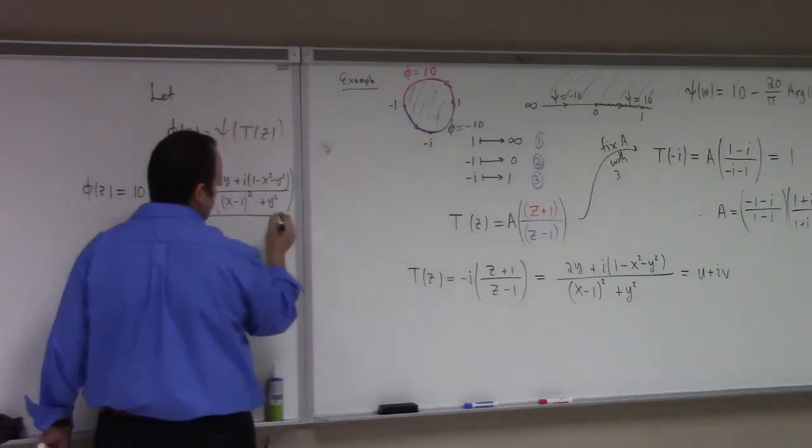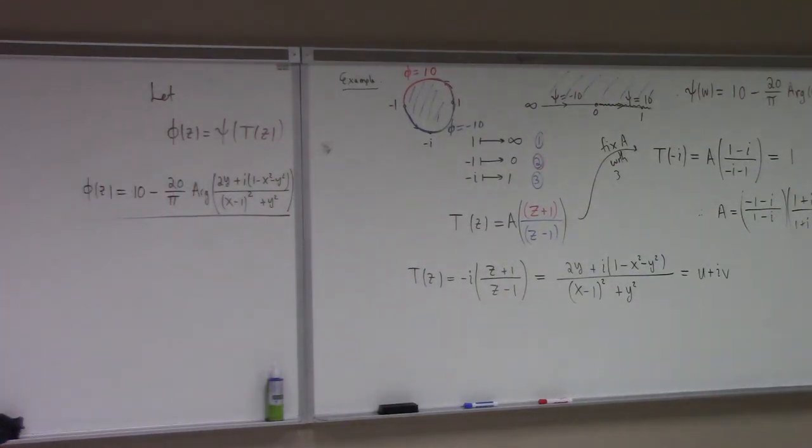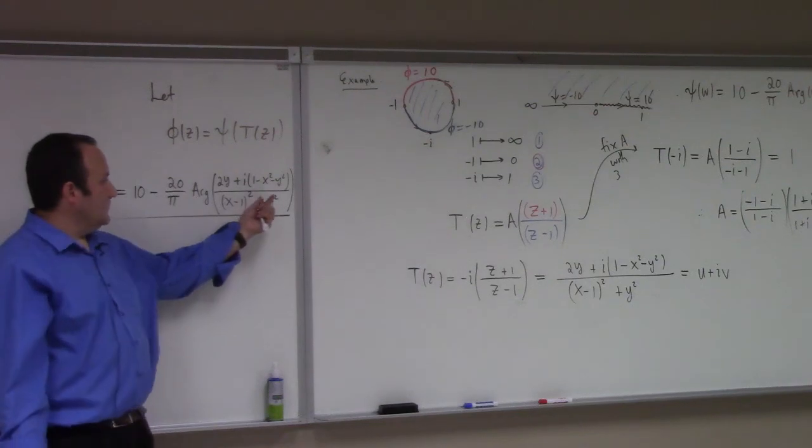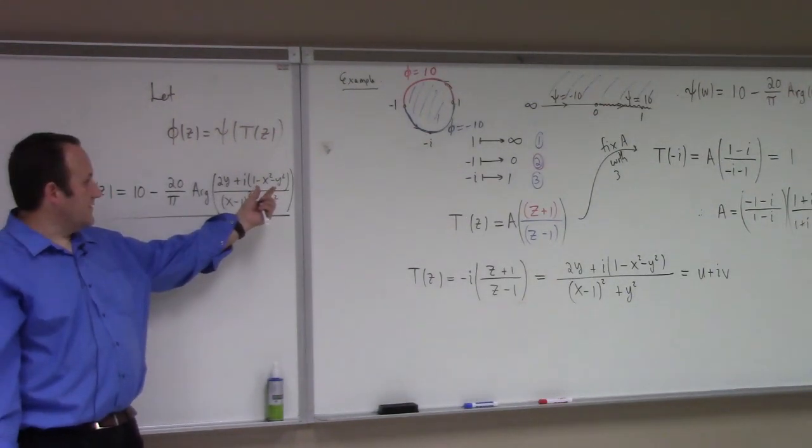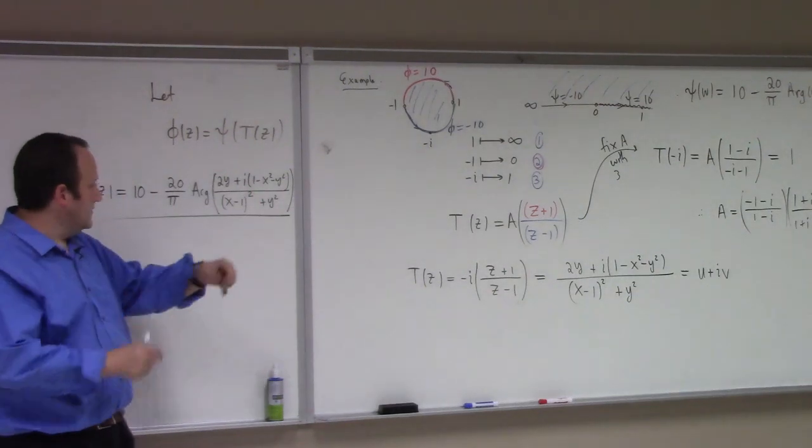That's a solution to Laplace's equation on the unit disk, which gives you a value of 10 on the upper half and a value of minus 10 on the lower half. You can try it out. What happens in this equation when we go to the unit circle? Plug in the unit circle, what happens here?